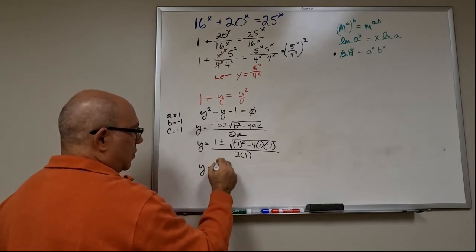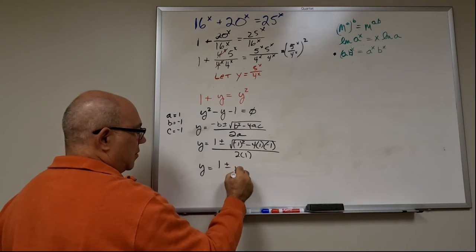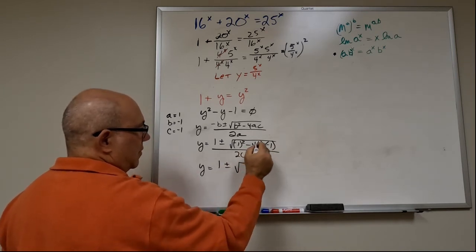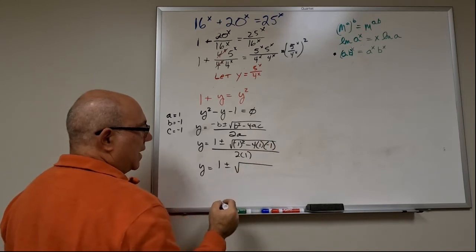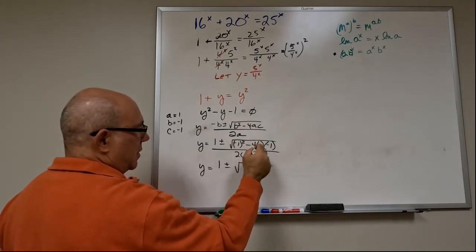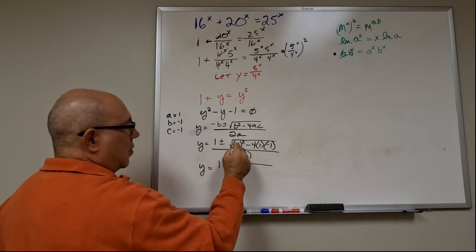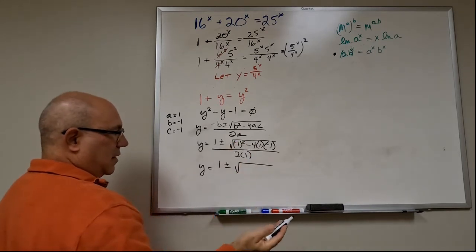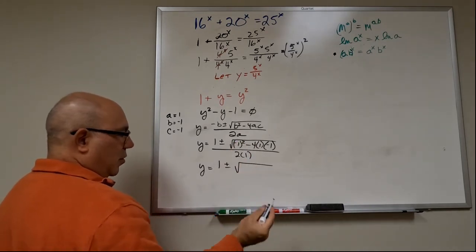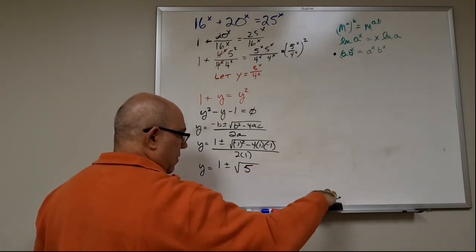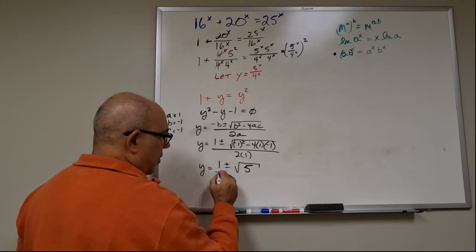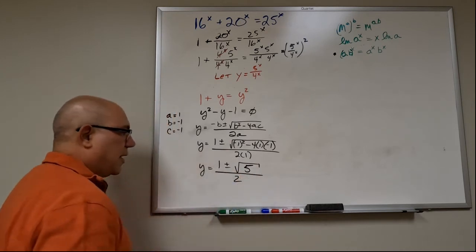And this reduces to y equals 1 plus or minus the square root. Minus 4 times minus 1 is positive 4. Minus 1 squared is positive 1, so this becomes a 5, all over 2.